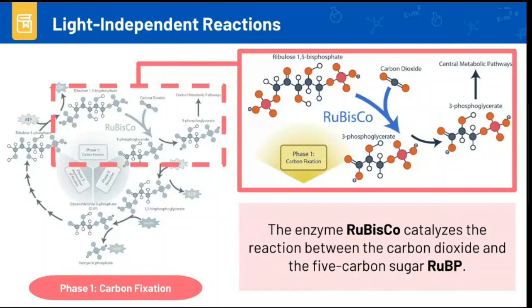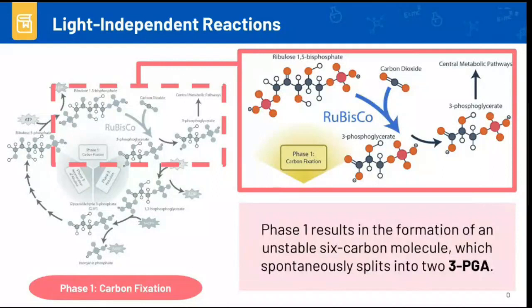Again, bakit meron na namang enzyme dito? Remember, your enzyme, pinapabilis niya yung reaction at mas mababa rin yung nagagamit natin na energy. Now, in this one, sabi ko nga kanina, your phase 1 results in the formation of an unstable 6-carbon molecule which spontaneously splits into your 3-PGA. Now we will proceed with the reduction phase. So during your reduction phase, ano naman itong reduction phase na 'to?